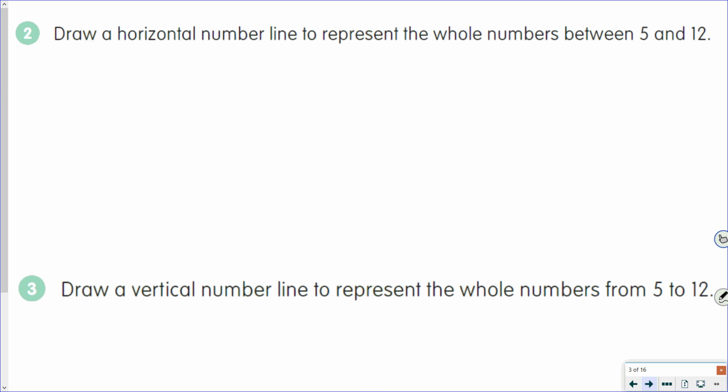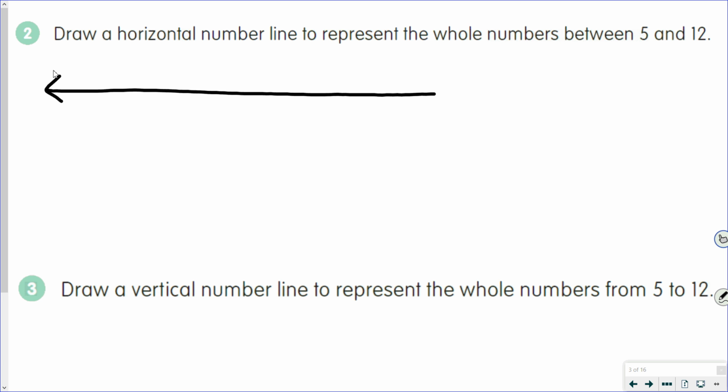So if we want to draw a horizontal number line to represent the whole numbers between 5 and 12, since we want a horizontal number line, we want one that goes from left to right. And when I draw my number line, I put the arrow on the left-hand side, but I don't put the arrow on the right-hand side because I don't know if that line is long enough and I might need to extend it later. So I just leave the arrow off for now and I'll put it on when I'm done.